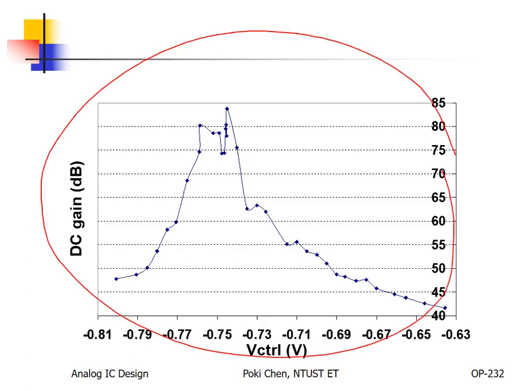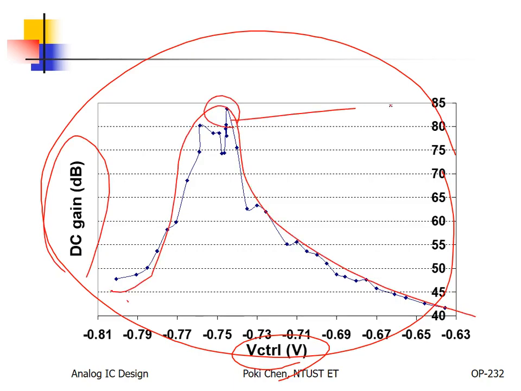So I would like to show you this. Because you cannot match GO of NMOS to PMOS, you still need some kind of fine tuning. They have no idea how much the gain needs to be. But after fine tuning, you can see the control voltage. You can change the control voltage to change the gain. Anyway, you can see the measured DC gain looks like this. So what is the highest peak? Wow, more than 80, almost 85.